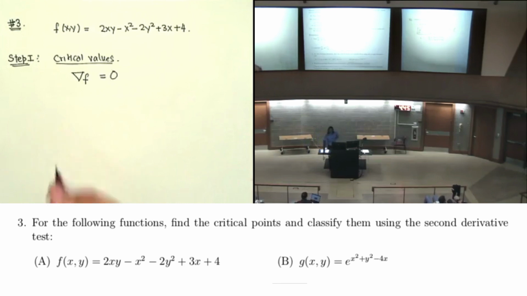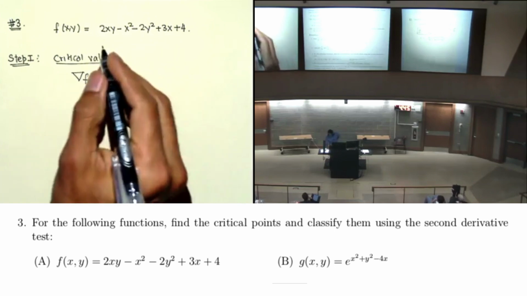The gradient is the partial derivative of the function with respect to x, comma, the partial derivative of the function with respect to y. We're going to compute the partial derivative with respect to x and set that equal to 0. Then we compute the partial derivative with respect to y and set that equal to 0.